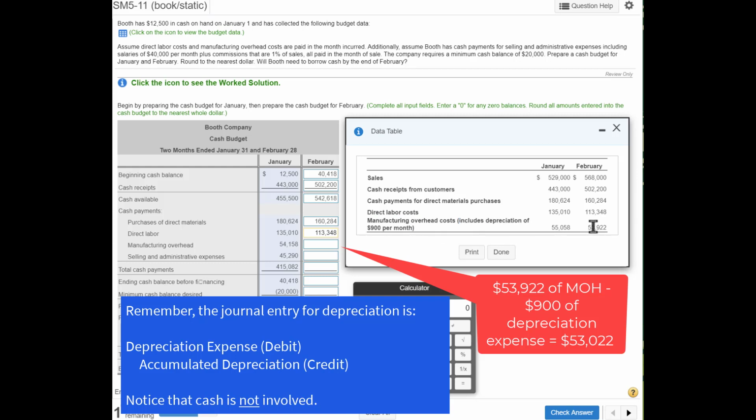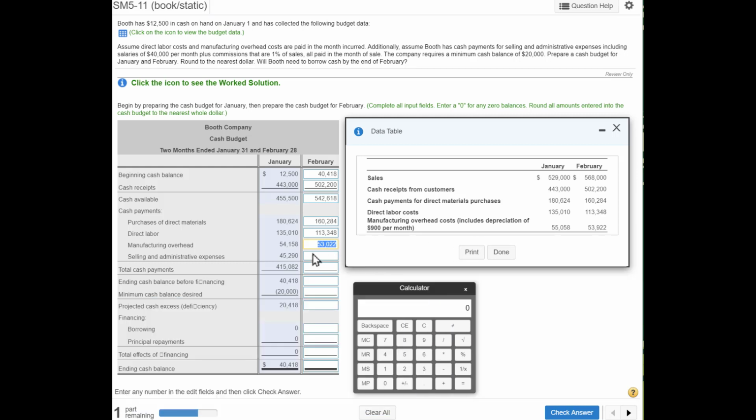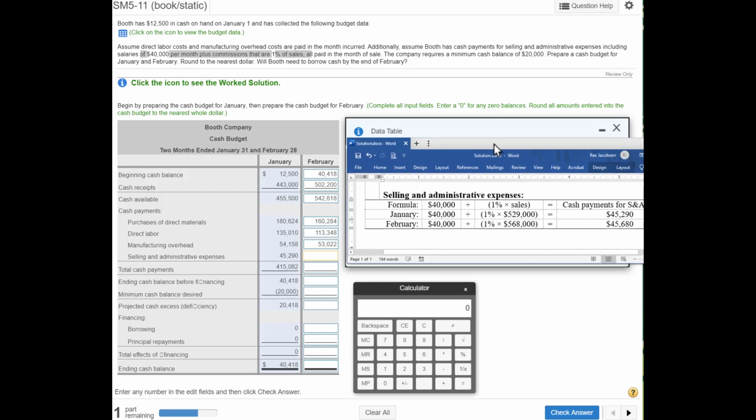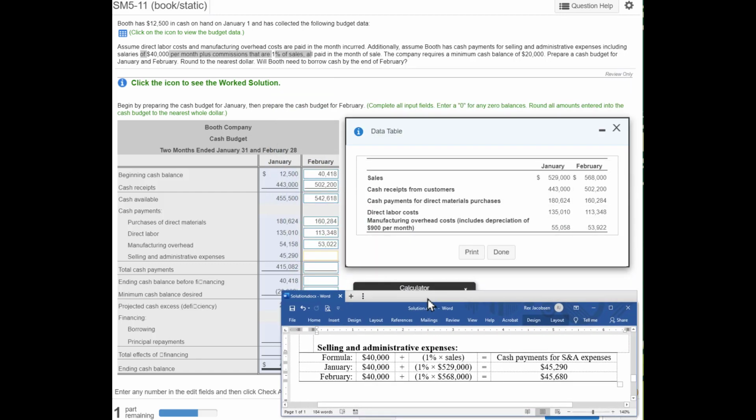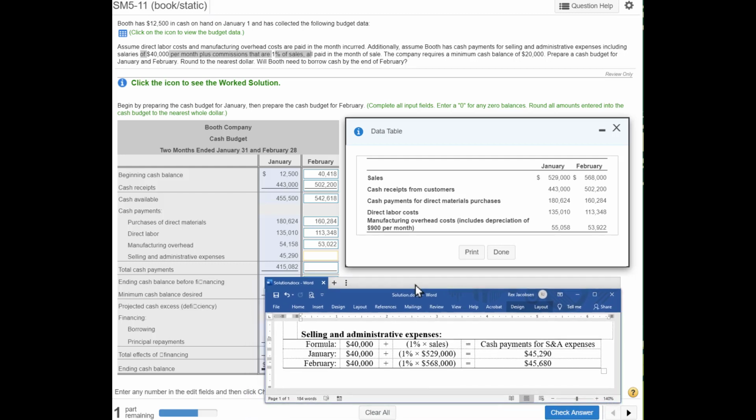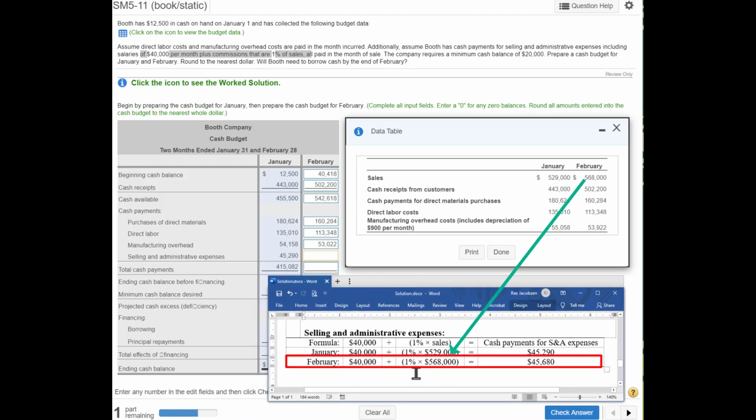So we're going to take 53,922 minus 900 gives us 53,022. Even I can do that math in my head. Next, we've got selling and administration expense, which, as we said up here, is 40,000 plus 1% of sales. So here's the formula. We got 40,000 plus 1% of the February sales. So that gives us a total of 45,680. Let me copy and paste that.